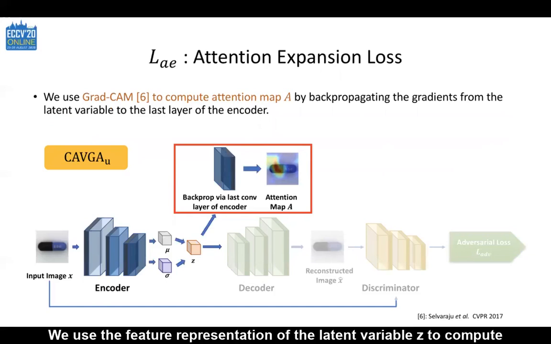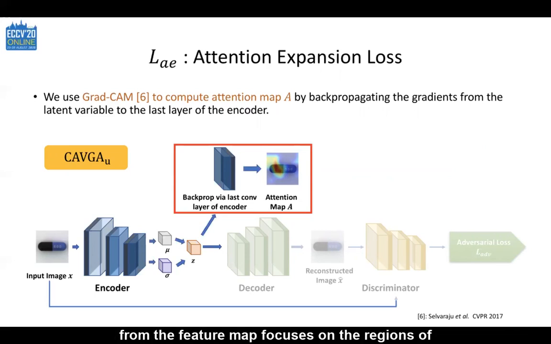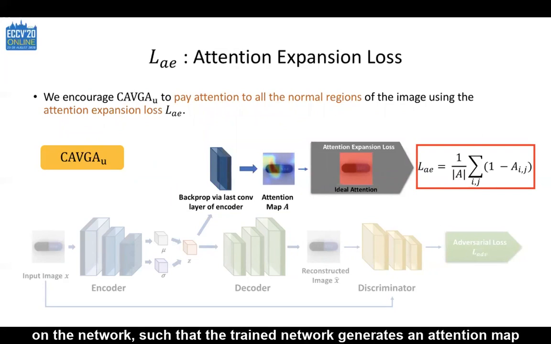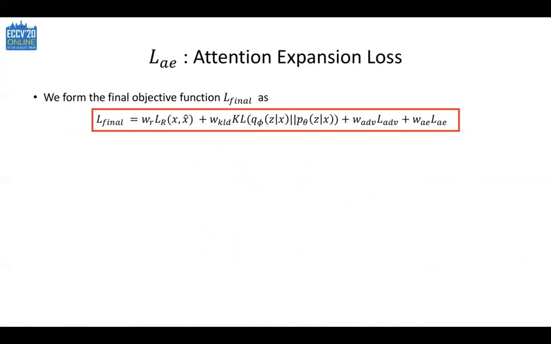We use the feature representation of the latent variable z to compute the attention map using GradCAM. Intuitively, the attention map obtained from the feature map focuses on the regions of the image based on the activations of neurons and its respective importance. The attention expansion loss is used as additional supervision on the network, such that the trained network generates an attention map that covers all the normal regions in the image. Hence, in the unsupervised setting, we form our final objective function, L final, as the weighted combination of reconstruction, KL divergence, adversarial, and attention expansion losses.